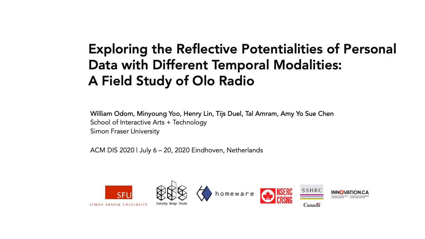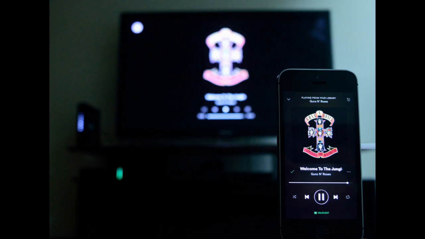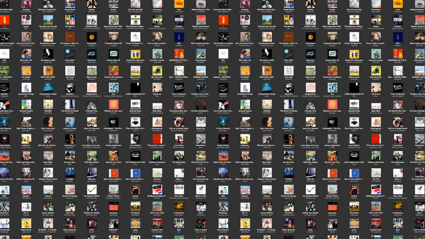So we'd like to start out our paper preview by discussing a few issues that are motivating our work. Today, people's music listening practices are increasingly mediated by digital systems and online services. These technologies have enabled people to create personal archives of digital music at scales larger than ever before in human history.